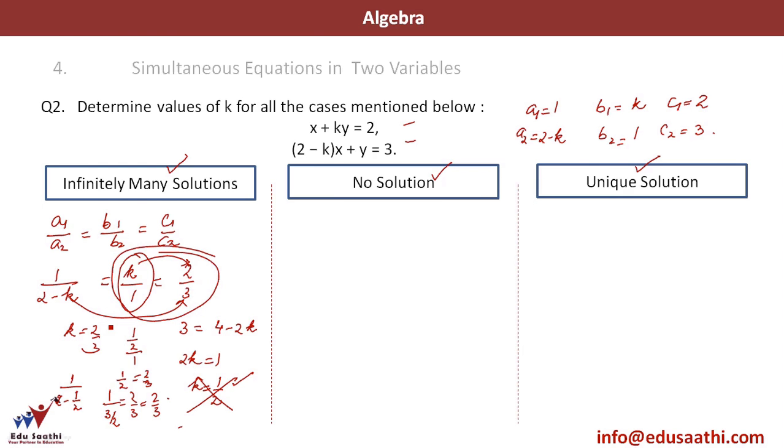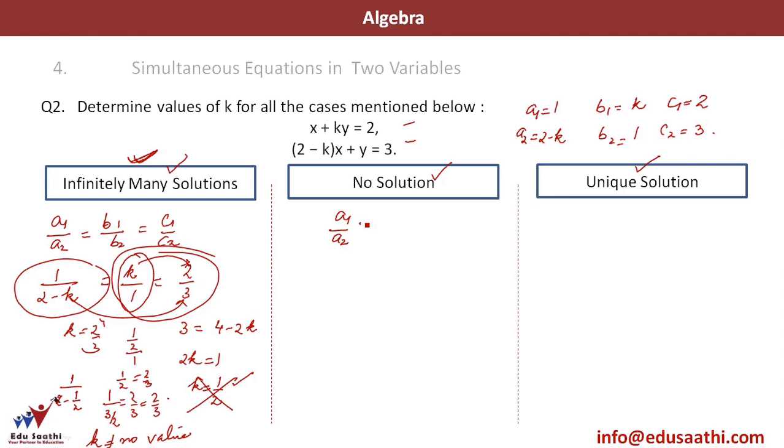And if you put k equal to 2 by 3, it does not satisfy this thing. So there is no value of k for which I am getting infinitely many solutions. No solutions.